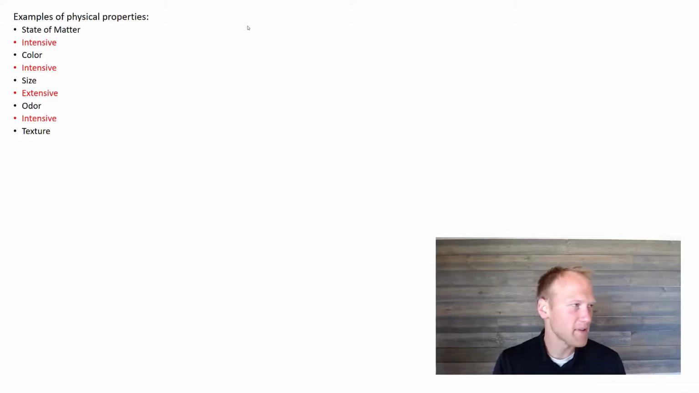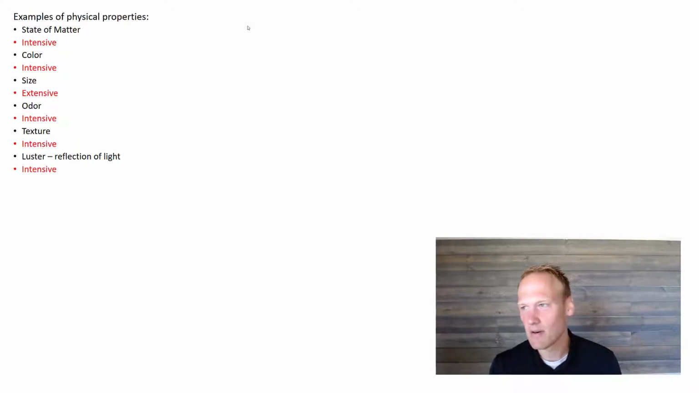Texture. If something has a texture with a small sample, it's going to have the same texture if it's a larger sample. Luster. This is how it reflects light. If it reflects light as a small sample, it's going to reflect light as a larger sample. It might reflect more light, but the property that it actually reflects is still the same.